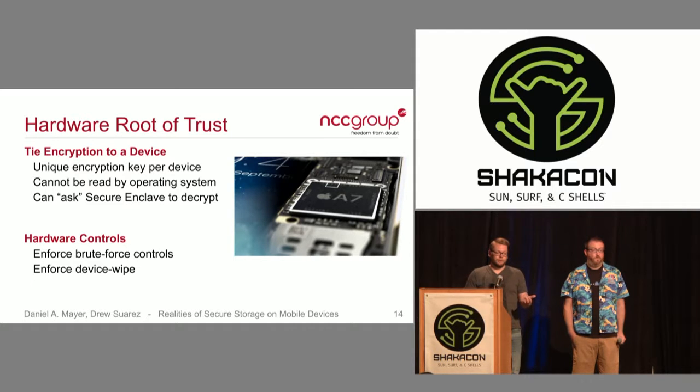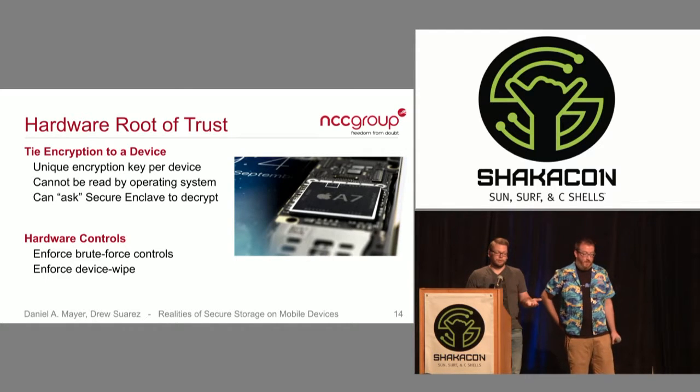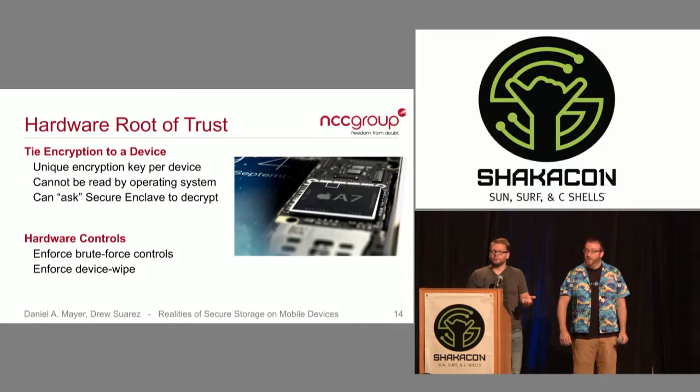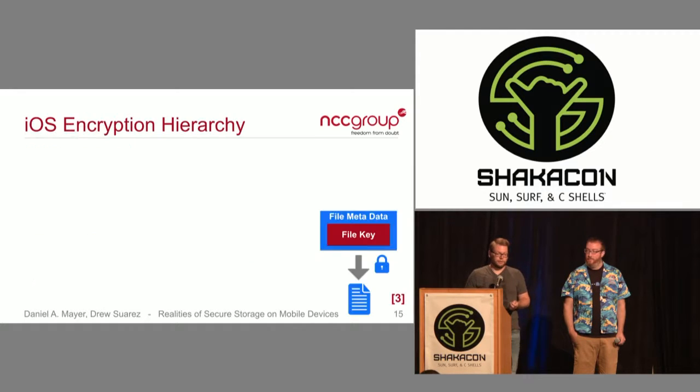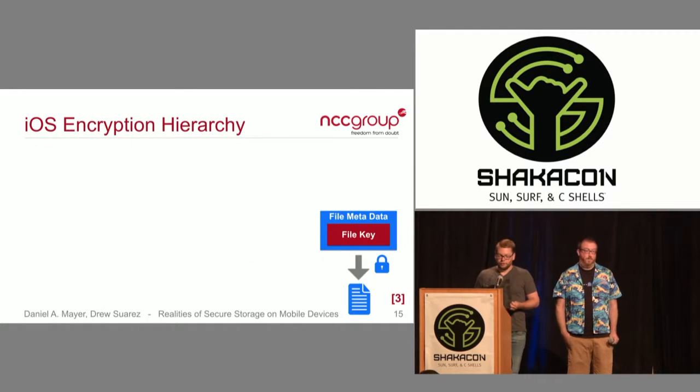And since you need to use this hardware component, you can actually have brute force control. So you can say, oh, after a certain number of attempts, we delay you by hardware, and there's no way to really bypass that. Similarly, you can enforce device wipes, because you can count in hardware how often you try to unlock a device. And if you hit a certain threshold, you could just delete all the encryption keys and prevent access to the data forever, basically. So now that we know these two concepts, let's see how this all fits together in the iOS encryption scheme.